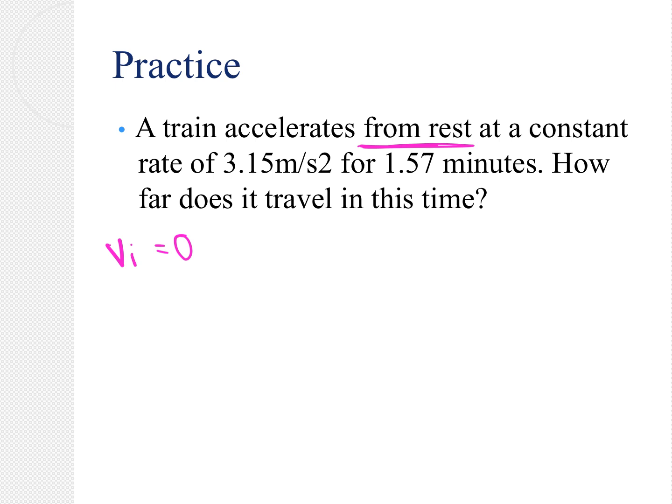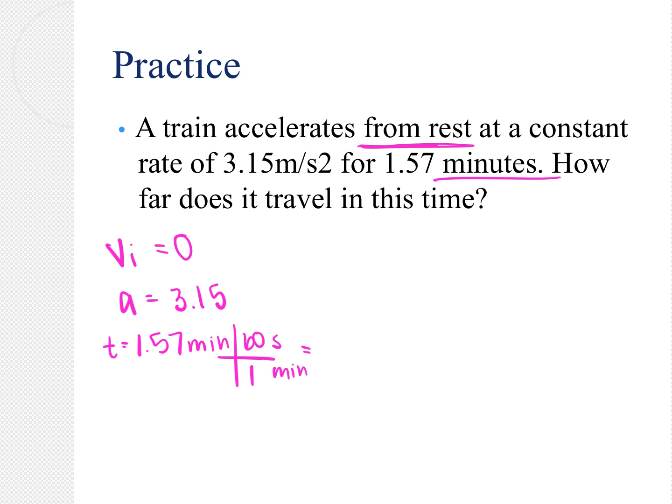Constant rate of 3.15 meters per second squared must tell me that it is what variable? Yep, A, acceleration, 3.15. 1.57 minutes, does that seem to match our other variables? No, so I need to convert that. 1.57 minutes, and we'll convert minutes to seconds, so we'll multiply it by 60. And we get somewhere around 94 seconds, 94.2 seconds, agreed? Okay. How far does it travel?